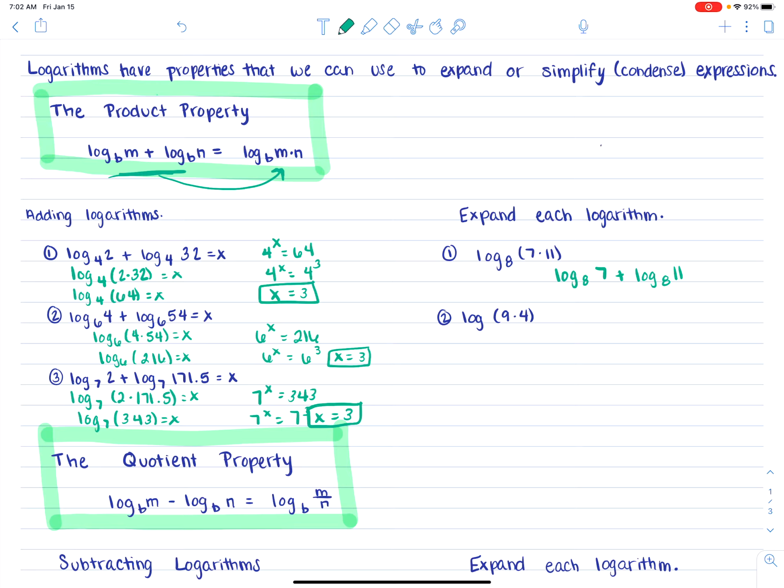All right, if I have log 9 times 4, this log doesn't have a base on it. Remember, that means it's an understood base 10, and we don't have to write it. But if I expand it, I still have that log base 10 of 9 plus log of 4. All right, so there's that property.